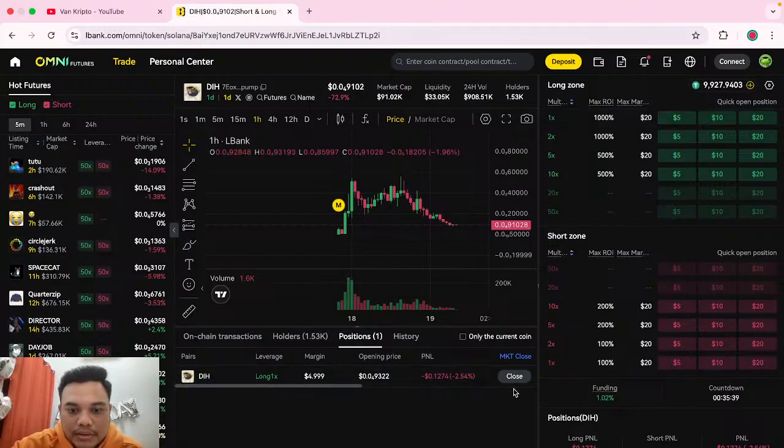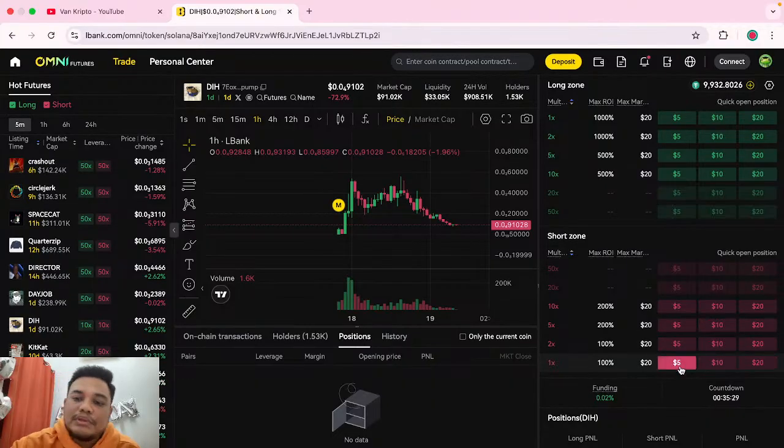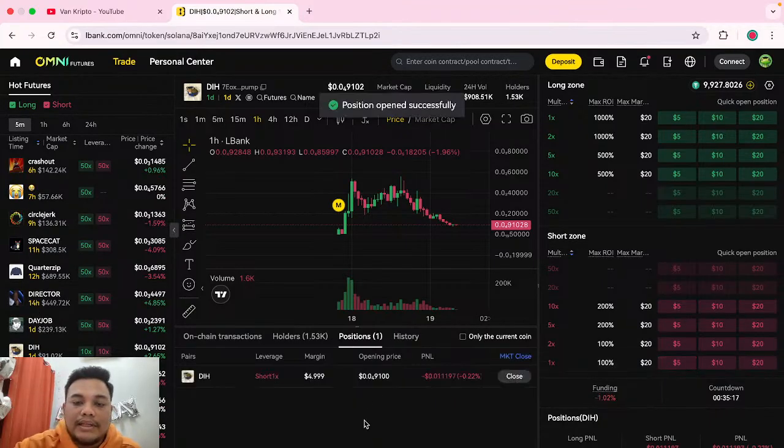I'm sorry. I was long just now. I should be shorting it, right? So I'm just gonna put like $5 with 1x, with possible ROI which is 100%, right? So I'm gonna put it right here and see if the market is moving good or bad, right?